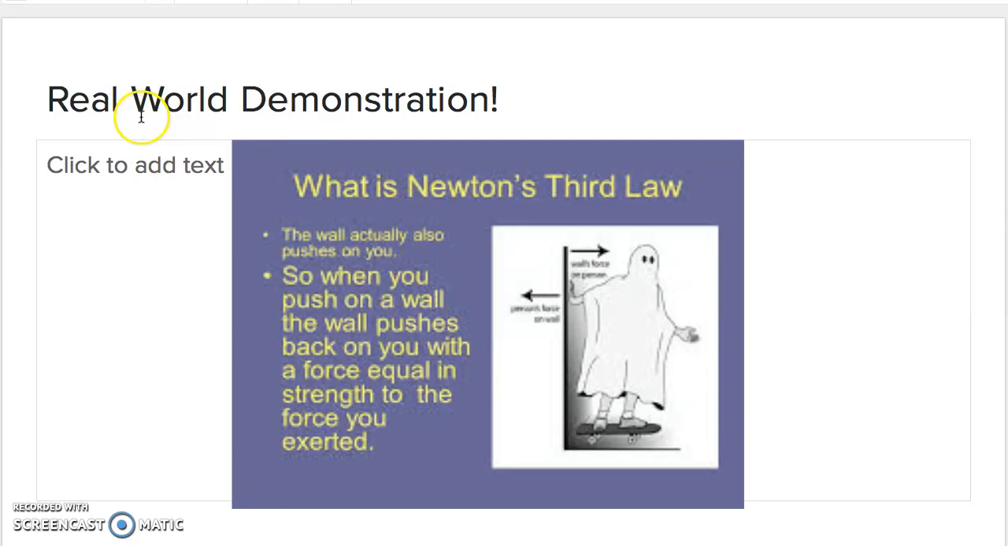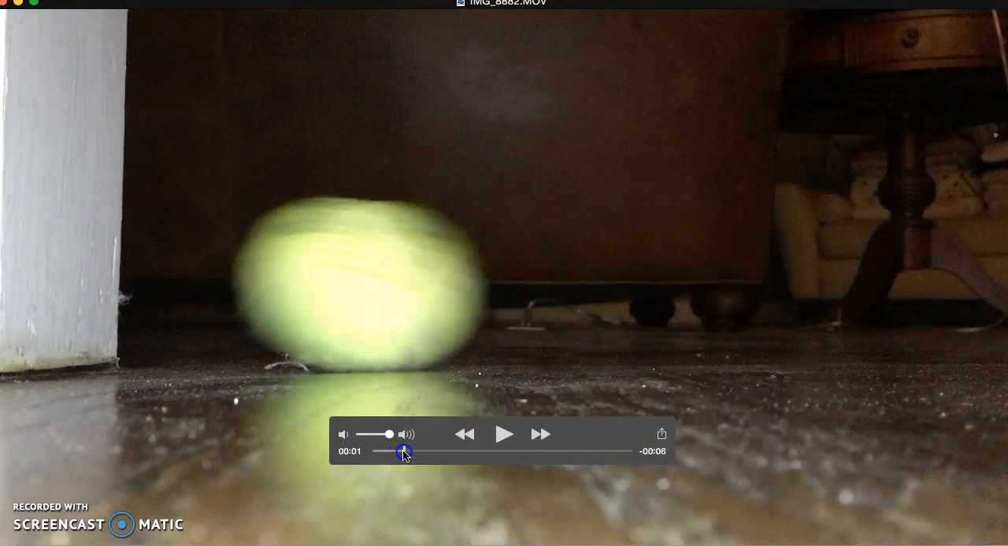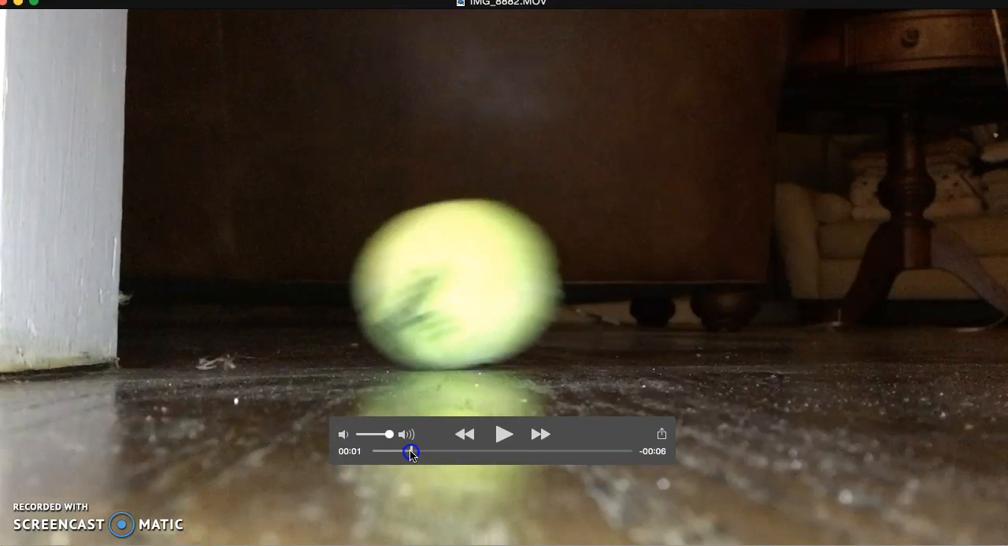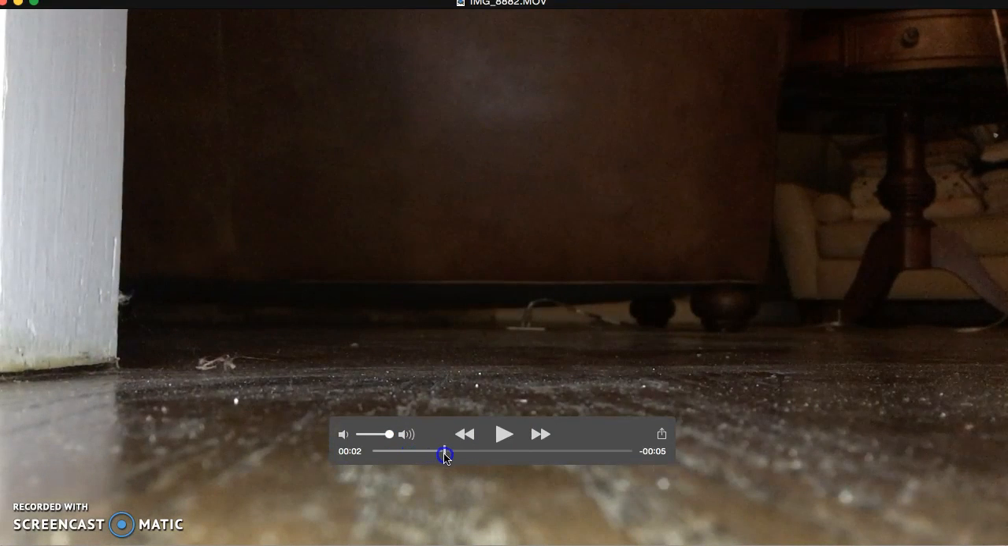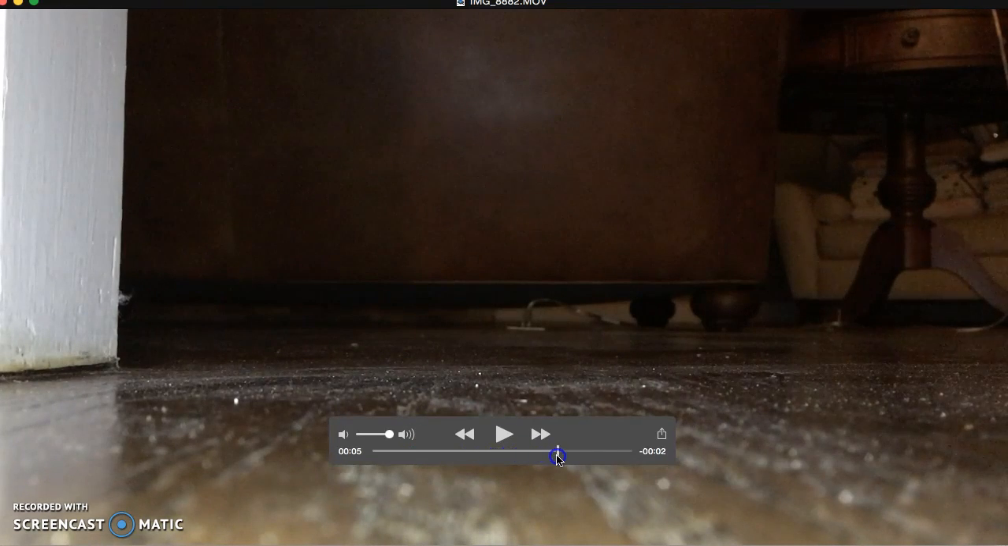I have a real world demonstration that I can show you of something that I took. First I'll play this video, and hopefully we can apply that to Newton's third law of motion. As you can see, I roll the tennis ball at the wall and it bounces right back. And I do it again and it does the exact same thing.